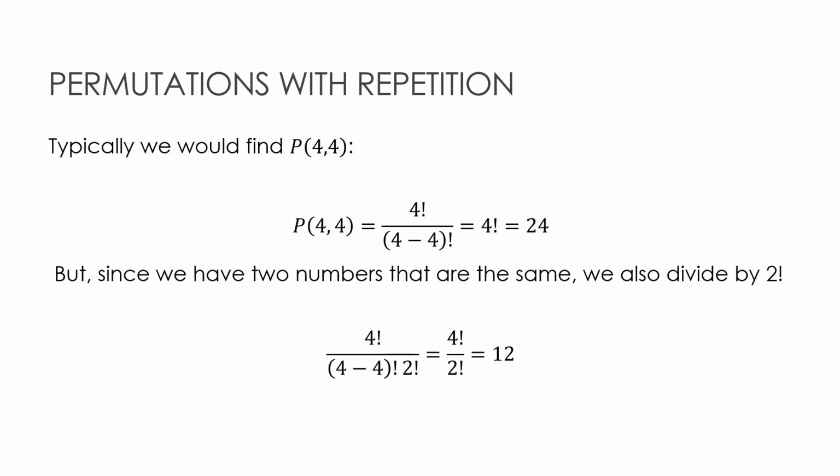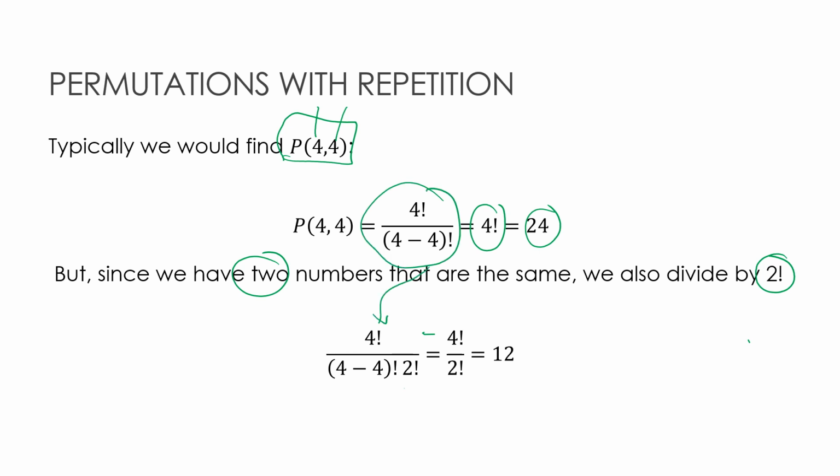So typically, if I had 4 values and I'm using all of the letters, I would just find the permutation 4, 4, which means I'm permutating each of them. So I'm using all 4 values, which would of course be 4 factorial, which would be 24. In this case, because we have 2 numbers that are the same, we also have to divide by 2 factorial. So it's the exact same as I had here, but I'm taking it to the next level by dividing by 2 factorial, which then gives me 12, which is what I wanted.